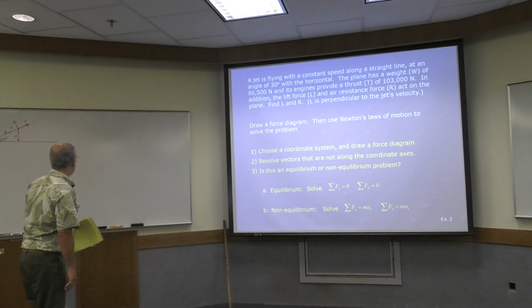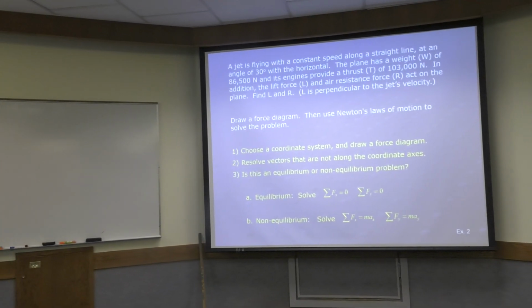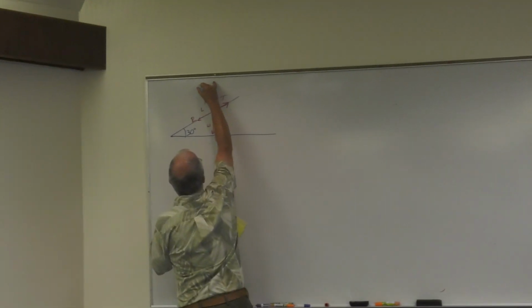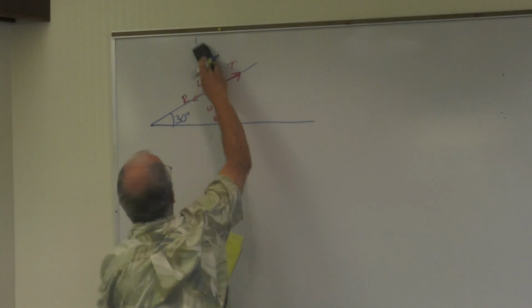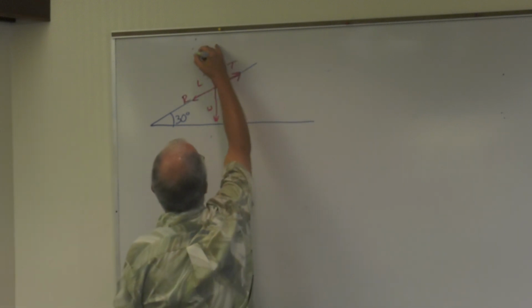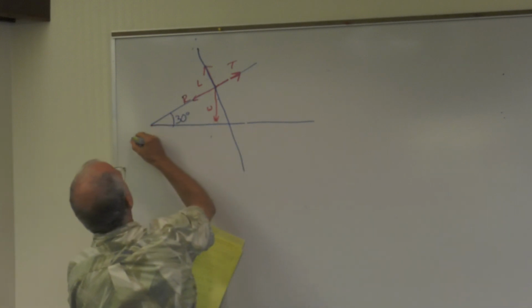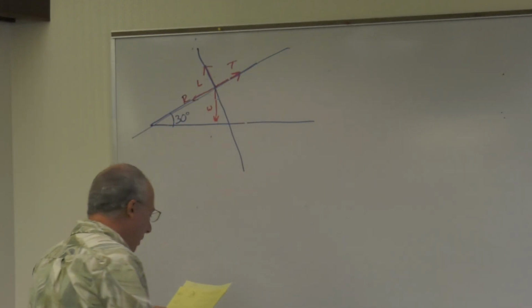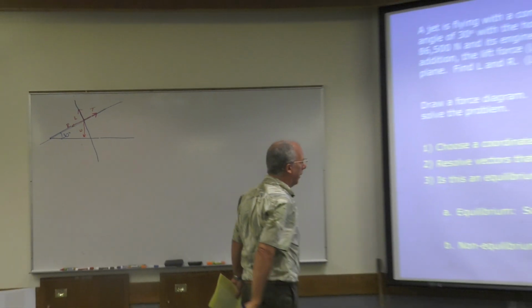But anyway, first of all, what kind of coordinate system are we going to use? We're going to tilt it. We'd have to be crazy not to tilt it. So we're going to tilt the coordinate system. This is our y-axis. This is our x-axis. Okay. So that's the first thing we do. We choose our coordinate system, we tilt it, and we draw the force diagram.